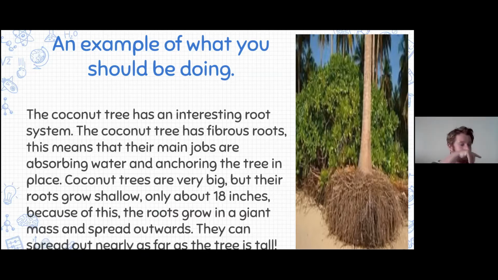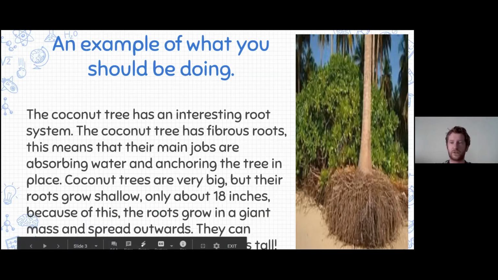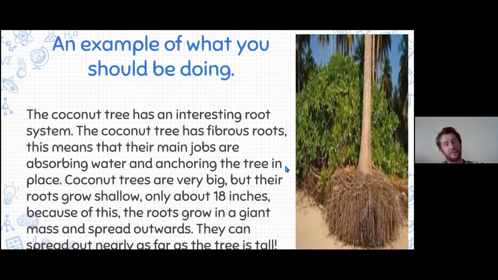Imagine that coconut tree is really close to the edge of the beach. There's not going to be that much land in terms of where the roots can actually grow. So in this situation, they grow in this giant mass to try to anchor the tree down. And they grow outwards as well, in order to keep that tree in place.